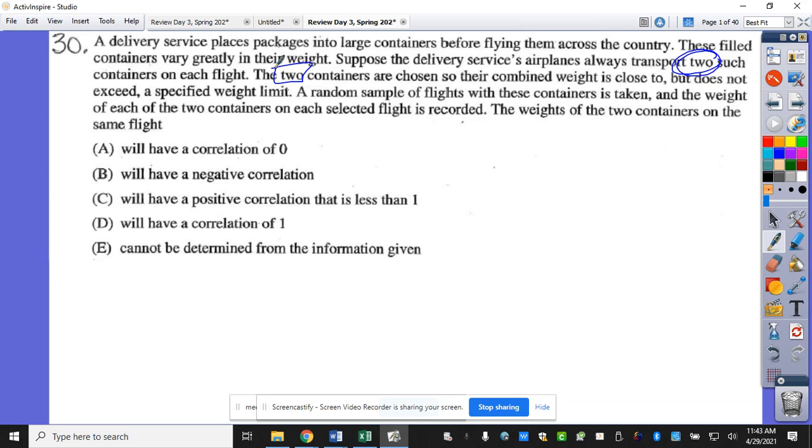So 2 containers are chosen, so their combined weight is close to, but does not exceed a specified weight limit. So there's something that they want to get close to, but not go over. A random sample of flights from these containers is taken. Might be important. And the weight of each of the 2 containers is reported. So the weights of the 2 containers are something.